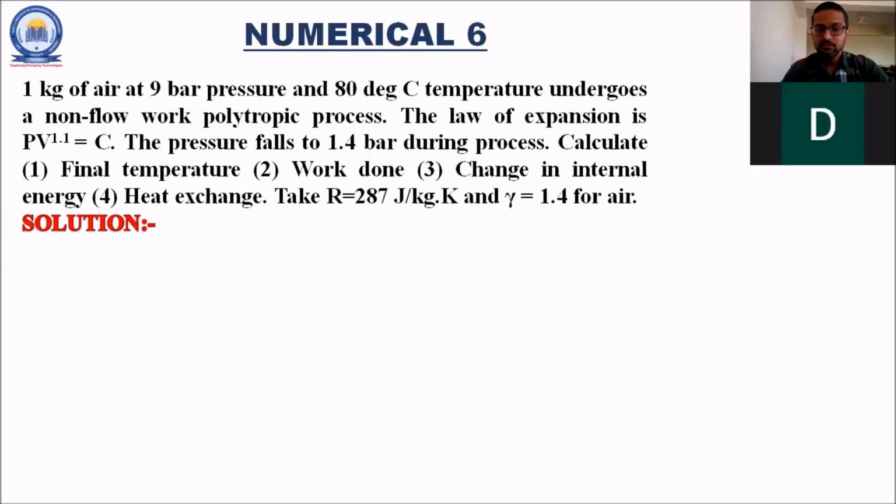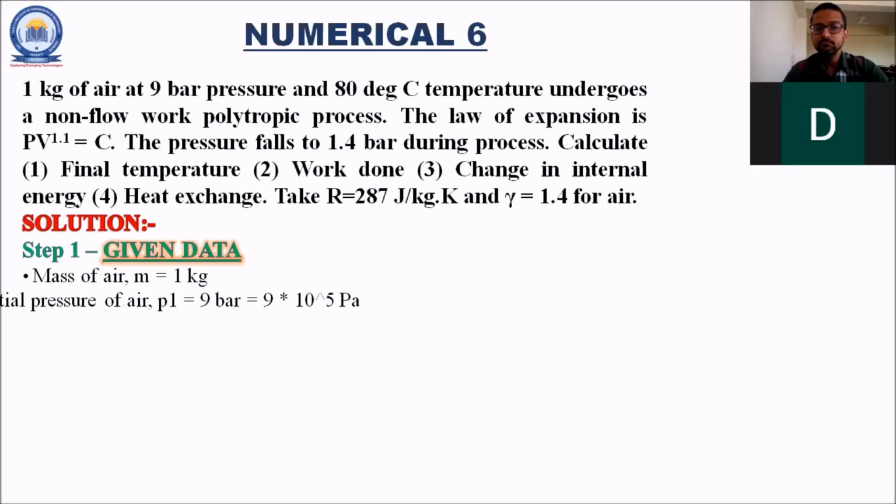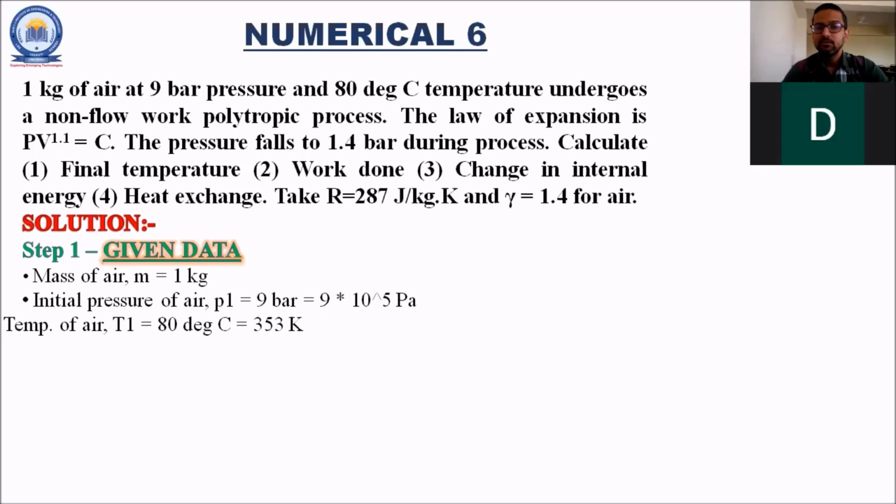Starting with the solution, writing down step number 1, that is given data. Firstly, we are given the mass of the air, that is m, is equal to 1 kg. Then we are given the initial pressure, that is P1 9 bar, converting the bar into Pascal. Then we are given the initial temperature of the air, that is T1 80 degrees Celsius, converting degrees Celsius into Kelvin.